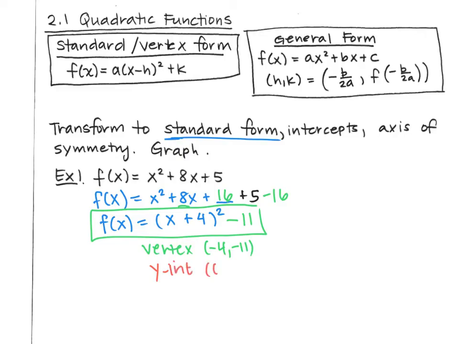Remember, the y-intercept is always (0, something). So if you imagine you're plugging 0 in, I'm going to plug it in the original function because that would be easiest. If I put a 0 here and a 0 here, then what am I going to be left with? I'm just going to be left with a positive 5. So my y-intercept's just (0, 5), which happens to be the c value if it is in general form.